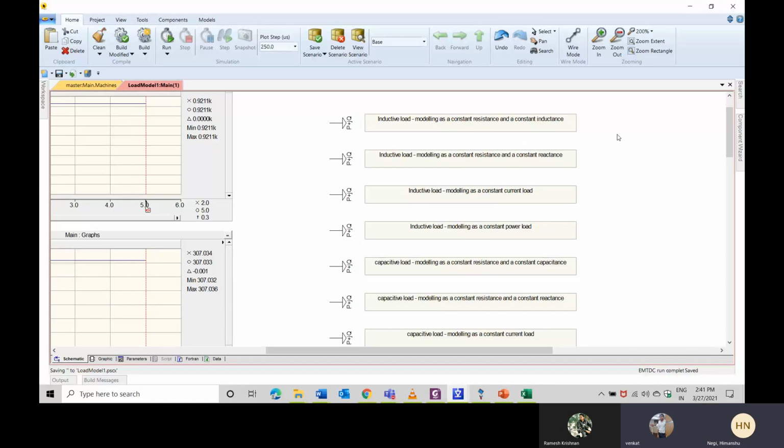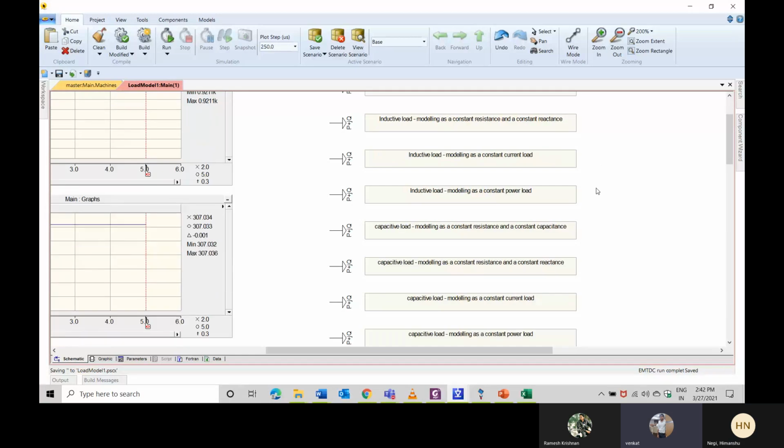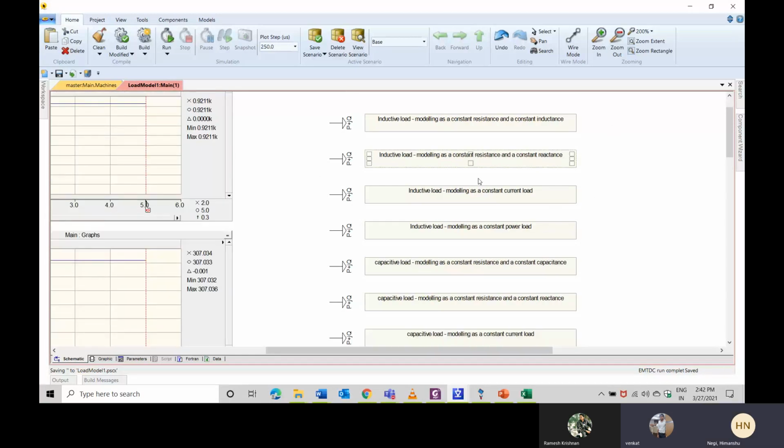So for that we have to model this load. Generally, the type of load we model is a constant power load. To give the idea about how this load acts, for that only I took this much time to explain it. It is clear, right?